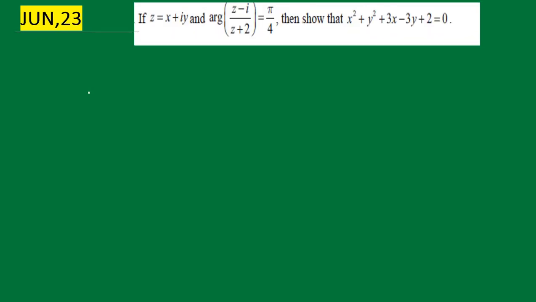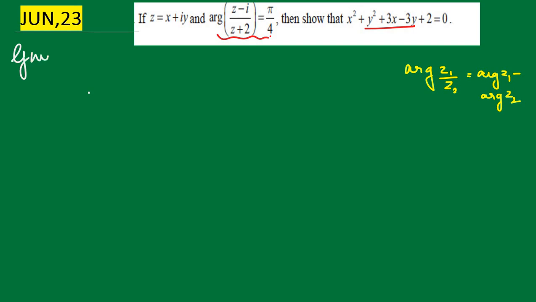The next question is another important question. If z is equal to x plus iy, show that the argument of (z minus i) by (z plus 2) is equal to pi by 4 is given. Then we have to show the given equation is equal to 0. We know that argument of z1 by z2 can be written as argument of z1 minus argument of z2. So we are going to apply that first here.